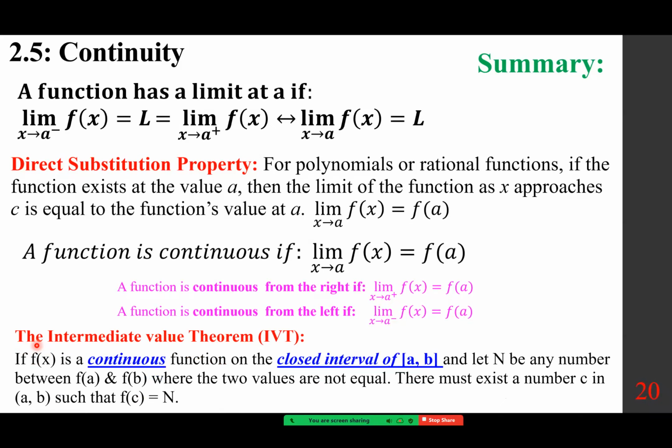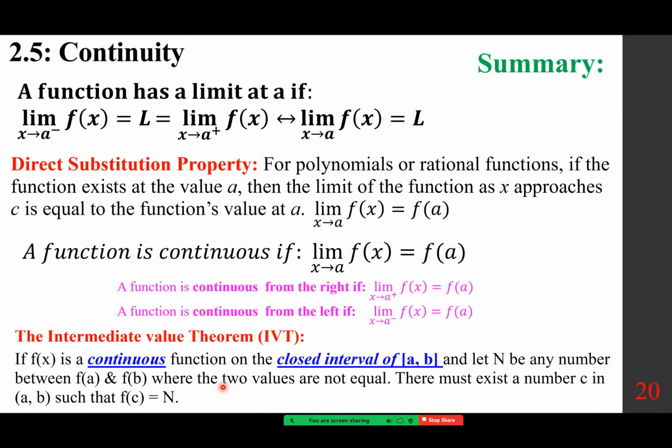The intermediate value theorem. If f of x is a continuous function on the closed interval a, b, and let n be any number between f of a and f of b where the two values are not equal, there must exist a number c in a, b such that f of c is equal to n.